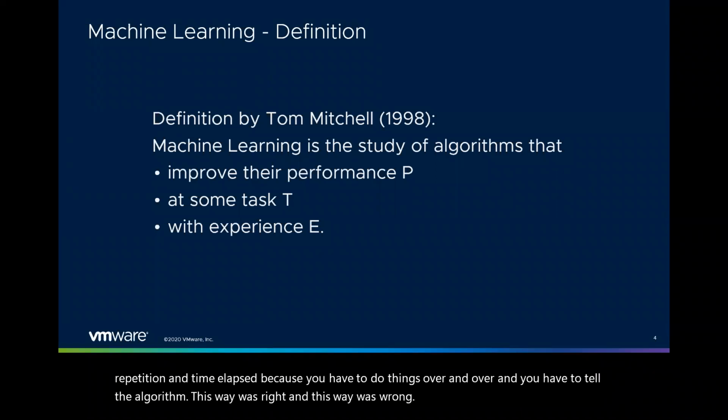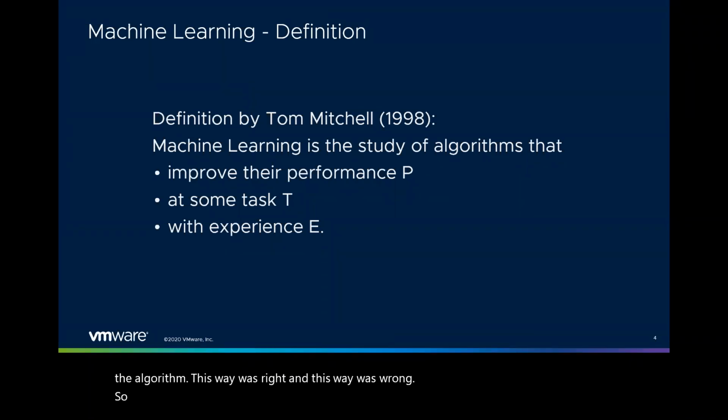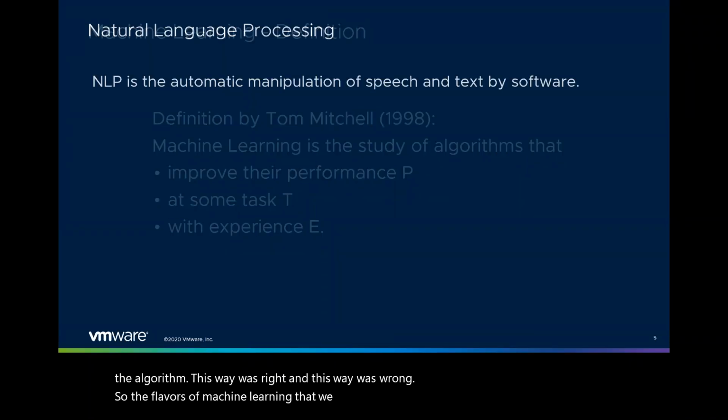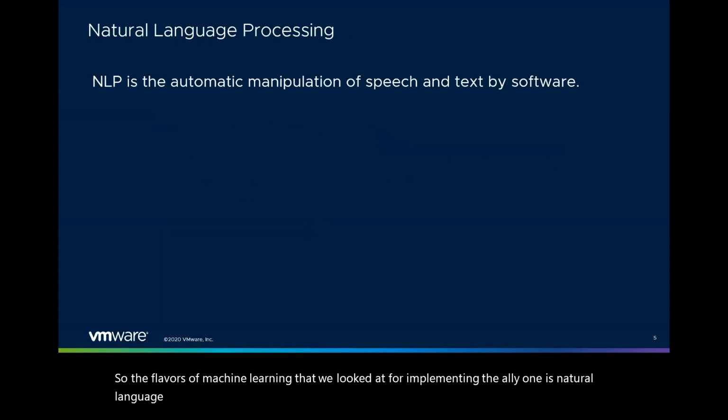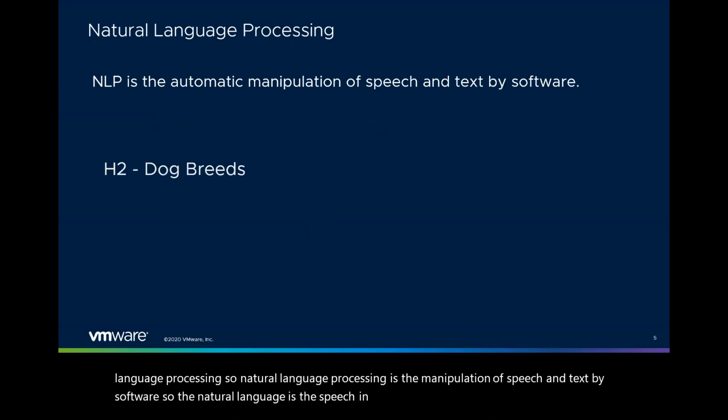So the flavors of machine learning that we looked at for implementing vAlly, one is natural language processing. Natural language processing is the manipulation of speech and text by software. So the natural language is the speech and the text, and the processing is done by the software.